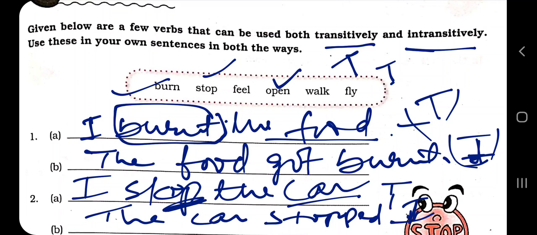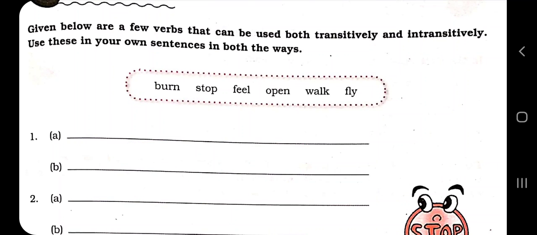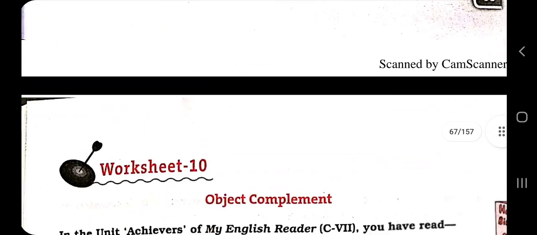Open. Please open the door. So what? Open the door. This becomes transitive. Open the door, transitive. And the door opened, it will be intransitive. Just listen and write down. Now complete this worksheet, and let's move to the next part.